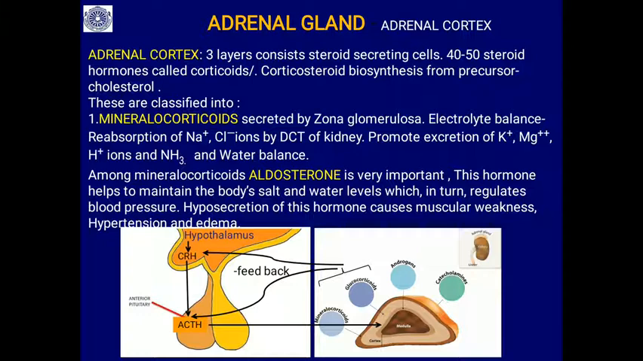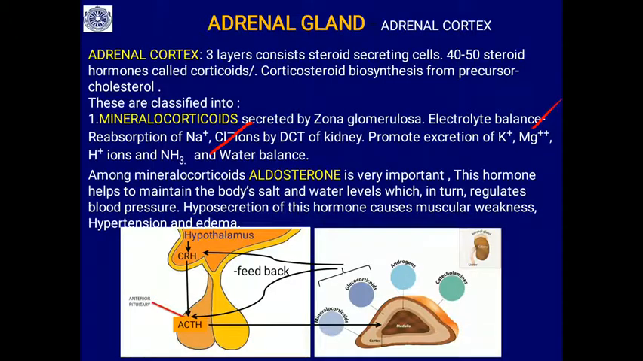So the adrenal cortex has three layers. The zona glomerulosa secretes mineralocorticoids. The corticosteroids or corticoids are the hormones secreted from the adrenal cortex. There are about 40 to 50 steroid hormones, synthesized from the basic substance cholesterol. There are about 20-25 mineralocorticoids secreted by the zona glomerulosa.